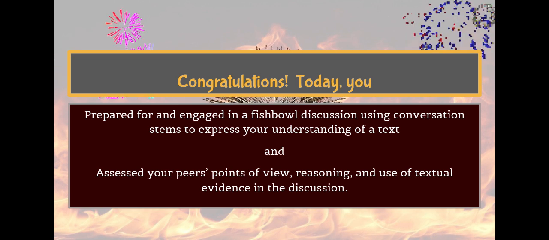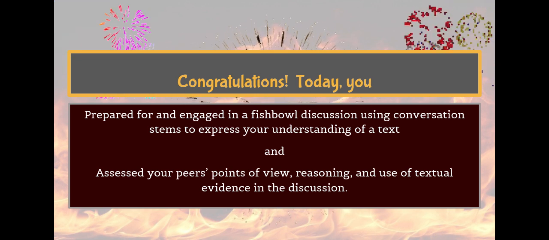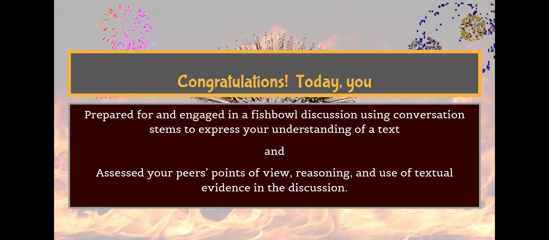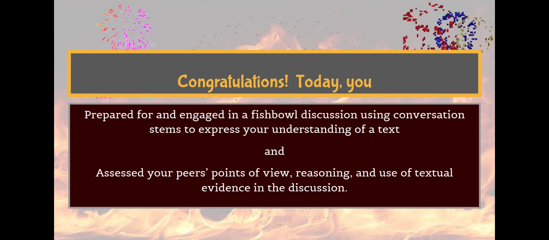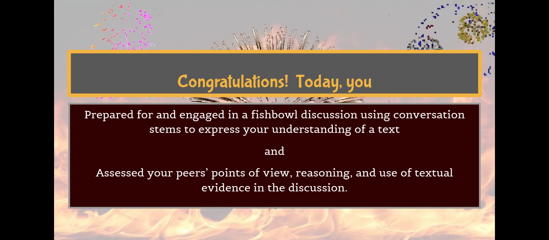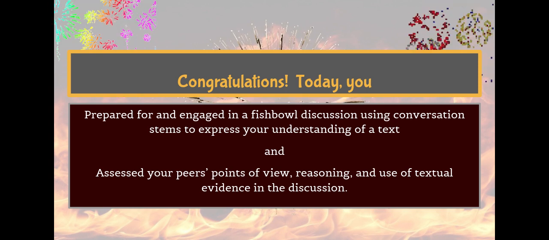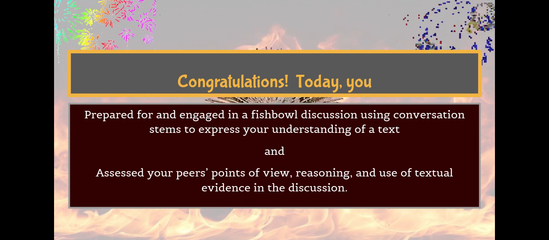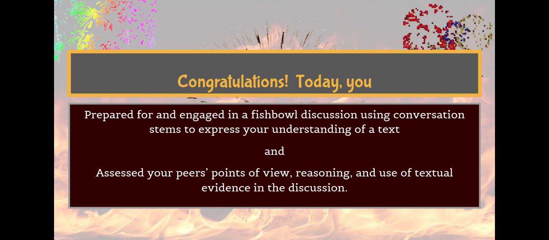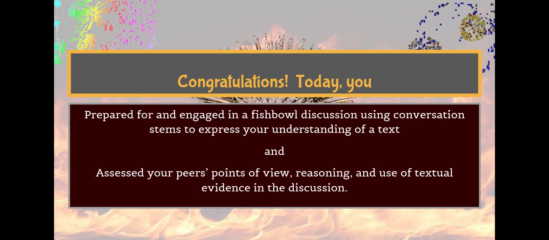Congratulations! You have completed Lesson 3 of the Fahrenheit 451 unit. In this lesson, you prepared for and engaged in a fishbowl discussion using conversation stems to express your understanding of a text. And you assessed your peers' points of view, reasoning, and the use of textual evidence in the discussion.